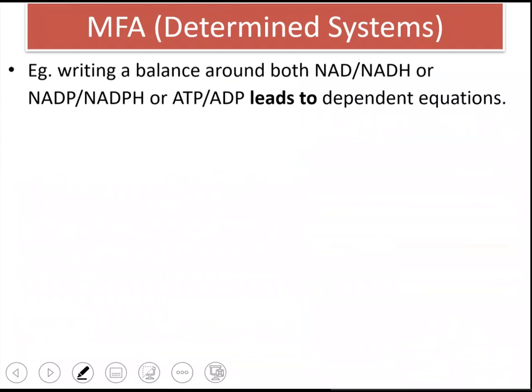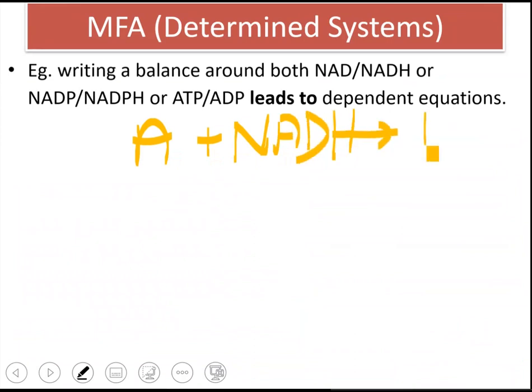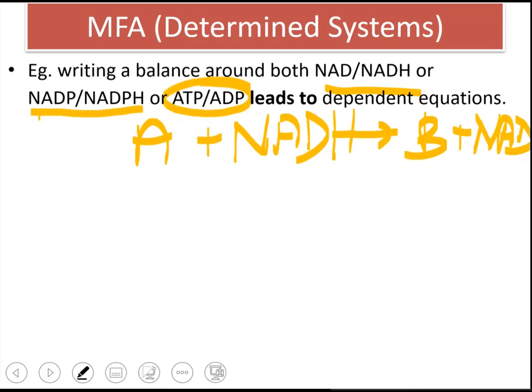Usually, if in a reaction there is NADH on one side, there will be NAD on the other side. So NAD and NADH are almost always coupled in the reactions. The same with NADP, NADPH, and most of the time the same for ATP, ADP.